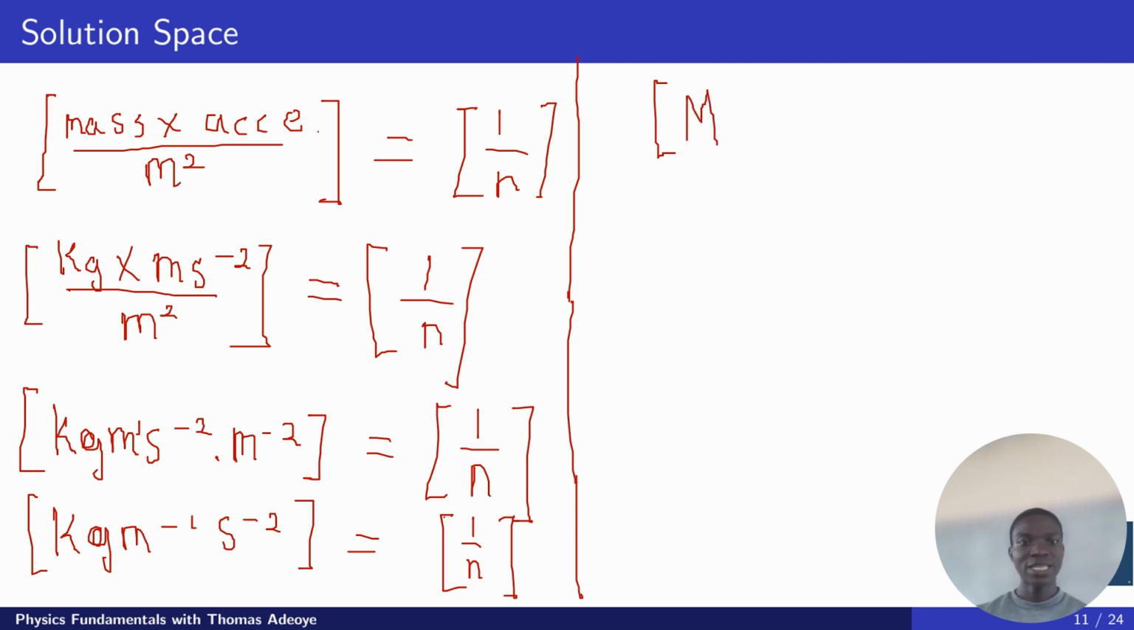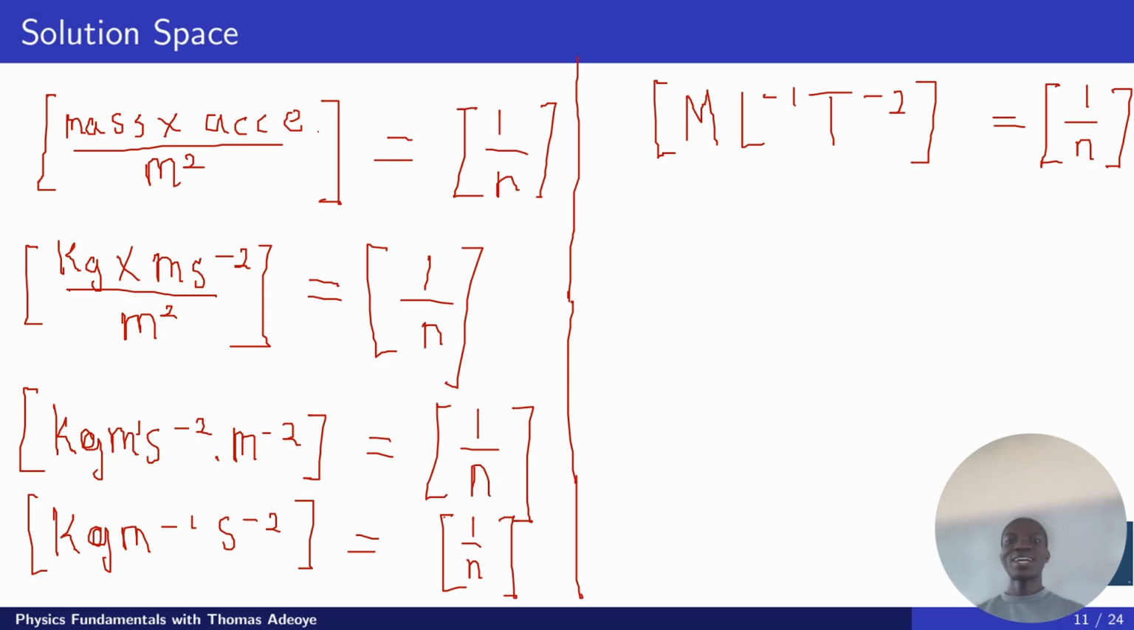Capital M. Dimension of length is capital L raised to the power minus 1. That of time is capital T raised to the power minus 2. And everything equals to, so we now have 1 over n. Alright. And here we have, so dimension of 1 over n is this. That is, dimension of 1 over n is M, L raised to the power minus 1, T raised to the power minus 2. So now to get the dimension of n, are you with me?